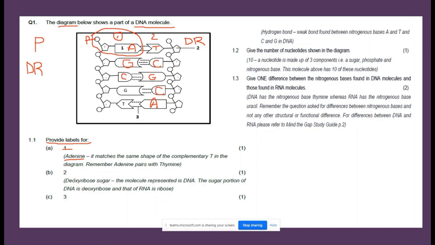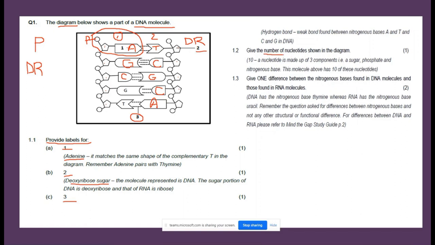They want a label for number two. Because I understood my diagram, I know number two must be deoxyribose sugar. Right? You cannot write sugar. A label for number three: I know the nitrogen bases of DNA are kept together by weak hydrogen bonds. Let's look at the next question.